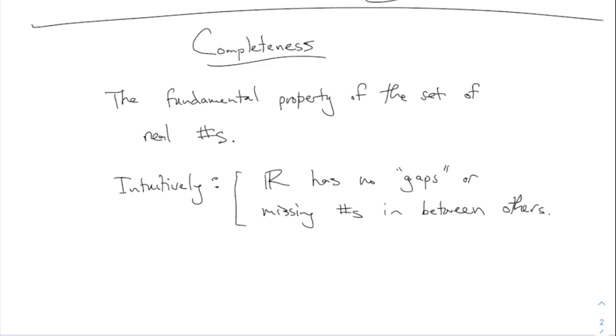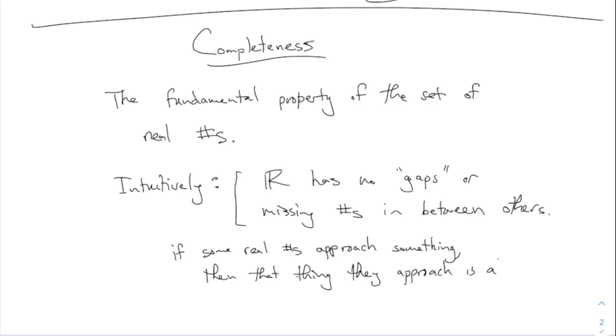If some real numbers approach something, then that thing that they are approach is also a real number. It's not something else. This also is intuitive and informal, because I'm using the word approach here, which is an informal word. If some real numbers approach something, then that thing that they approach is also a real number.